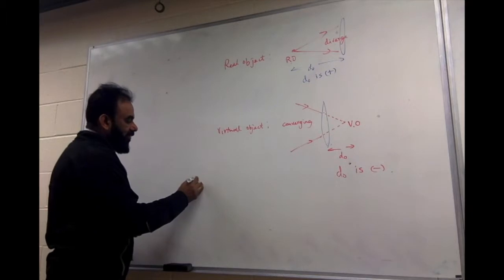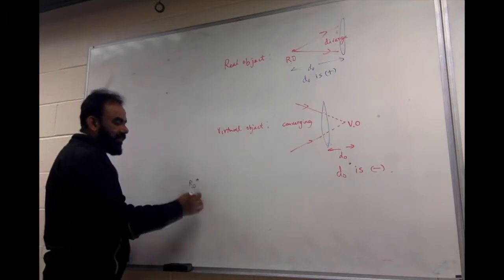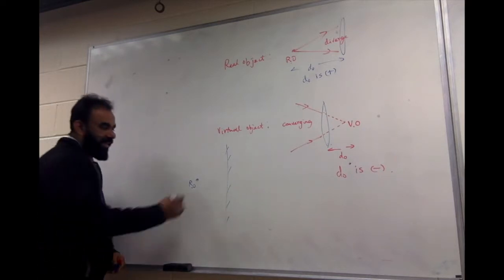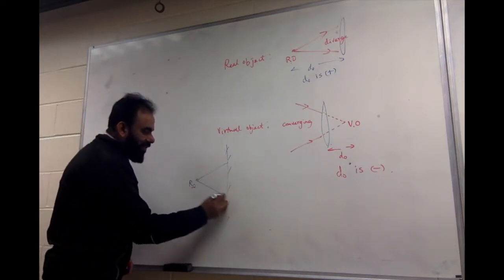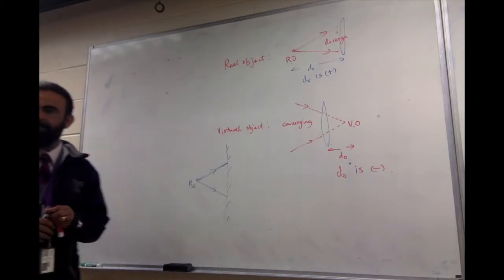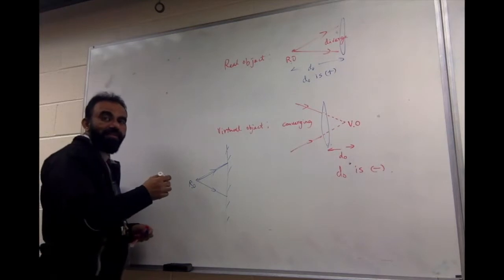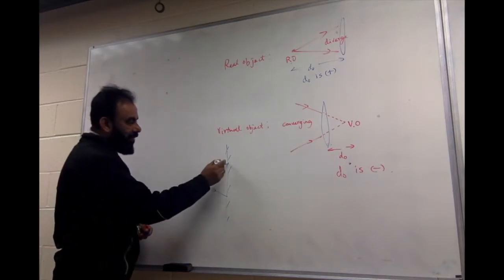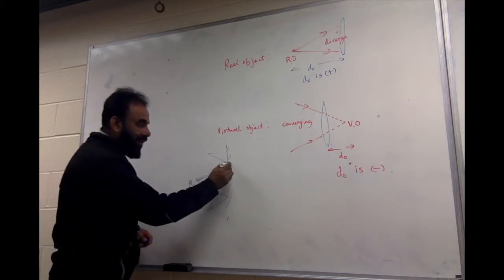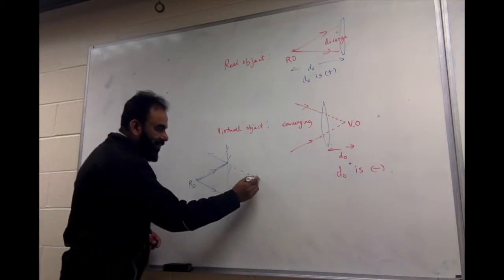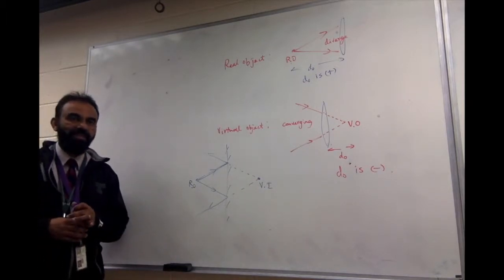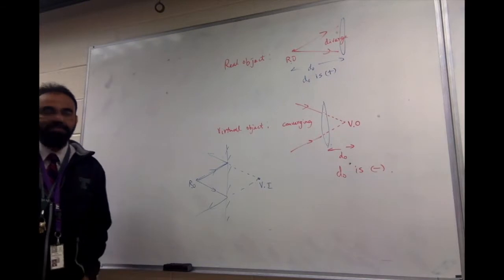If I keep a real object here in front of a plane mirror, let's talk about the plane mirror. What is exactly happening here? Rays diverge and hit. What happens? They bounce. They bounce which way? Yep, they bounce like this, as if they are coming from here. And this is our virtual image. You get it? That is our virtual image.